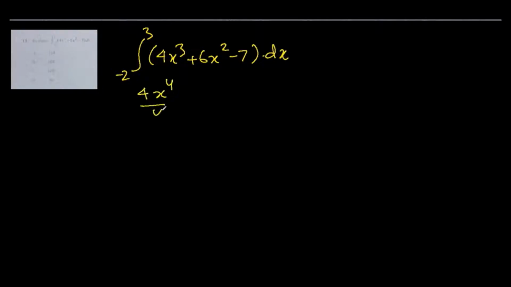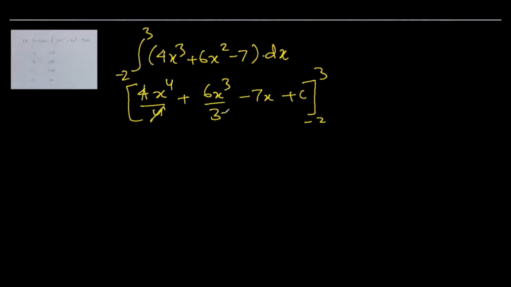Okay, the question 13, the copy I have is not that clear, but what I can think of is this. From minus 2 to 3, we have to integrate 4x cubed plus 6x square minus 7 dx. Okay, let's see if one of the answers match with this. So 4 x to the power 4 over 4, that will be the integration of 4x cube, plus 6x cube over 3 minus 7x plus c, and we have to do it from minus 2 to 3.